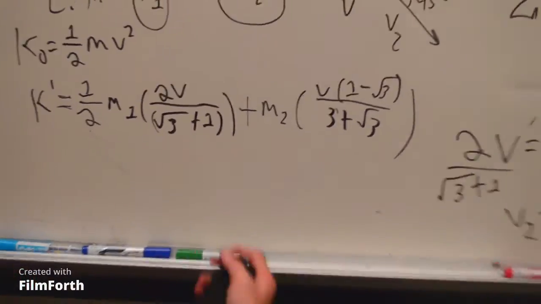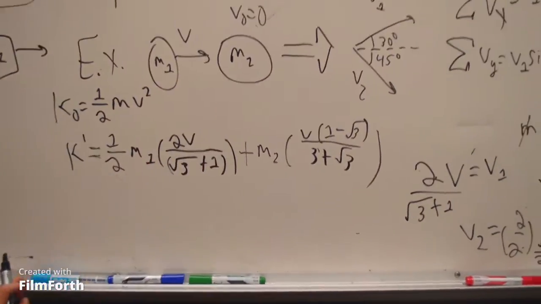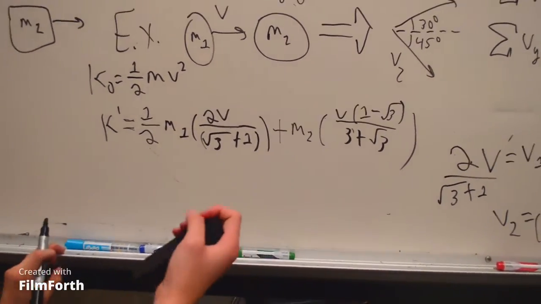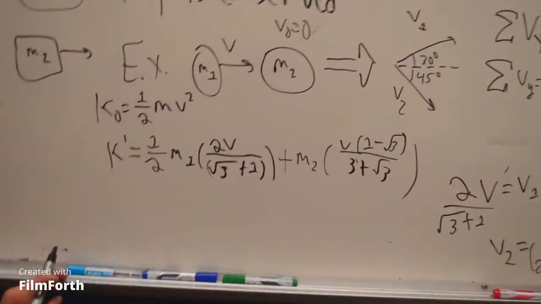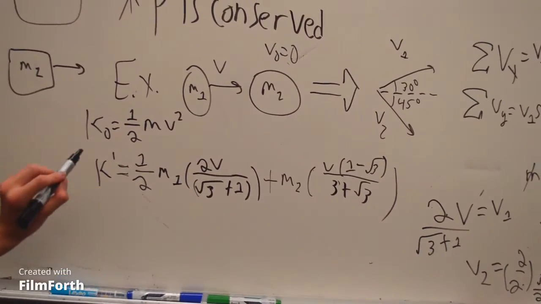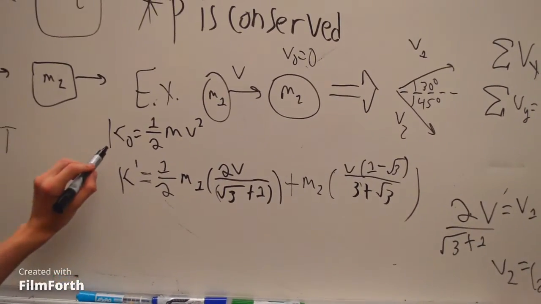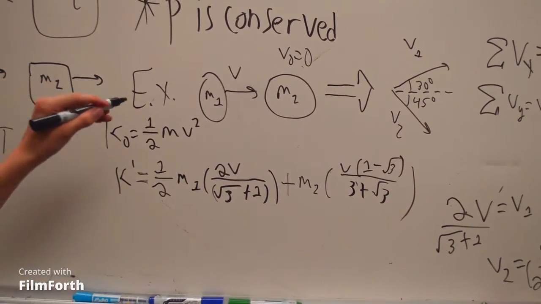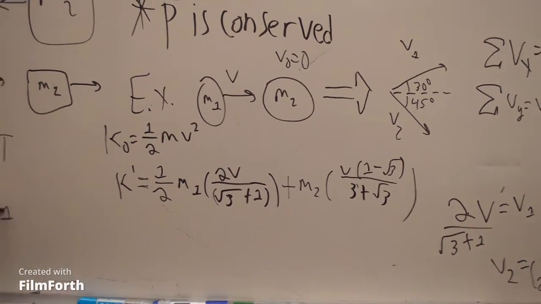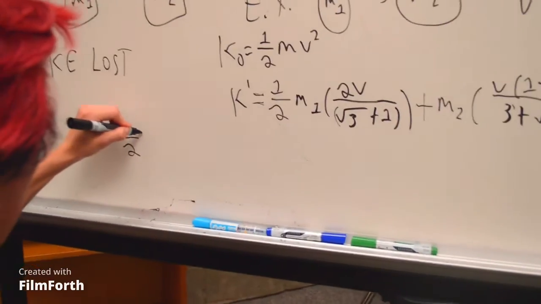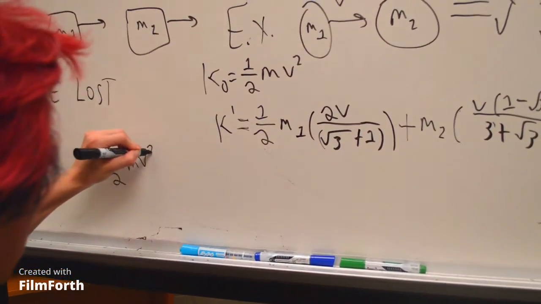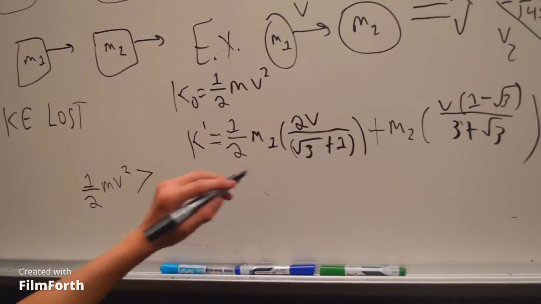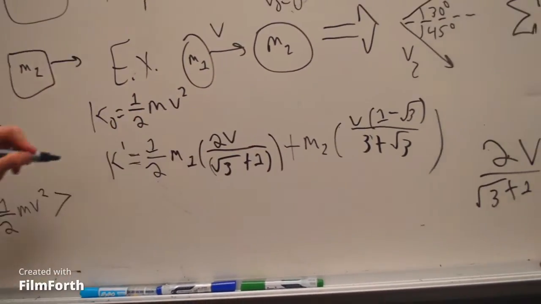Now, I just realized I forgot to assign masses here, but that's okay. So let's figure out how this would be elastic or inelastic. In order for it to be inelastic, K prime must be less than K naught. Therefore, the initial kinetic energy must be greater than all this.